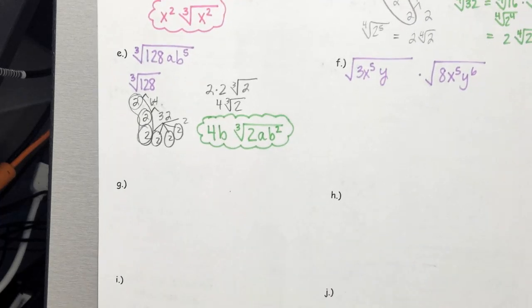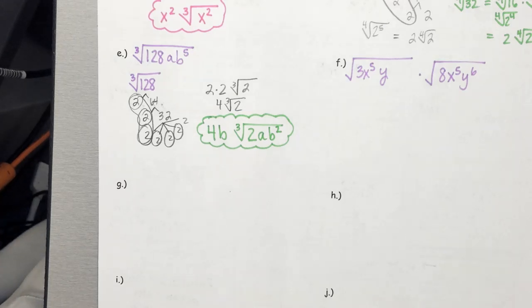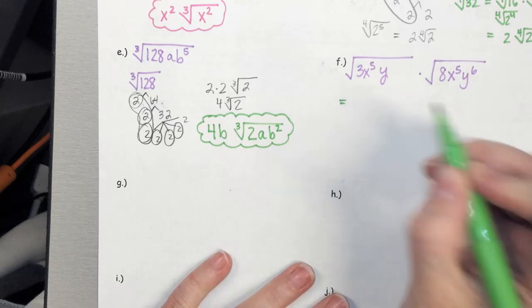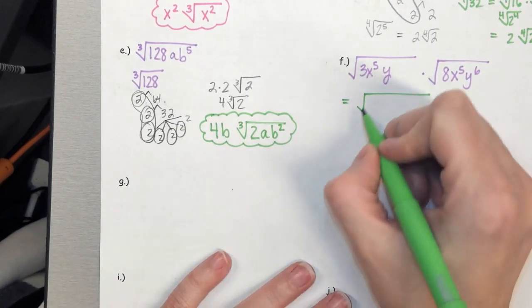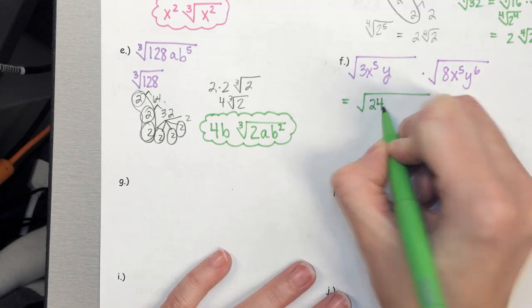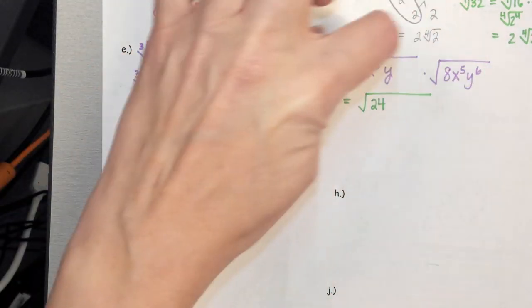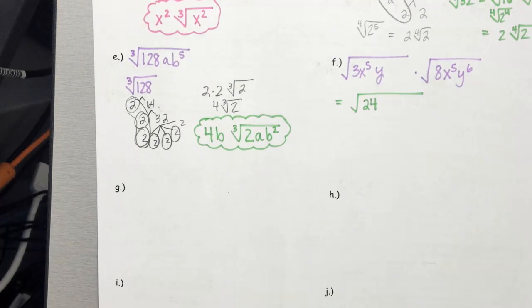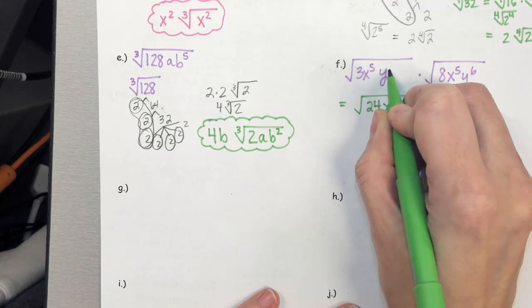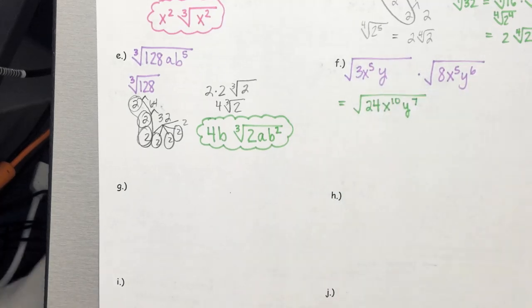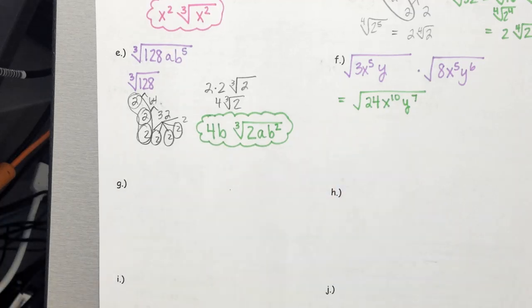All right, so for F, we have this multiplication here. When you're multiplying, you can create one big radical, and then you can simplify. So if you're multiplying them together, we can multiply 3 times 8, which is 24. And then when you're multiplying, what do you do with the exponents? You add them together. So this is 1 plus 6, so it'll be y to the 7th. Then I want you guys to simplify it from there.